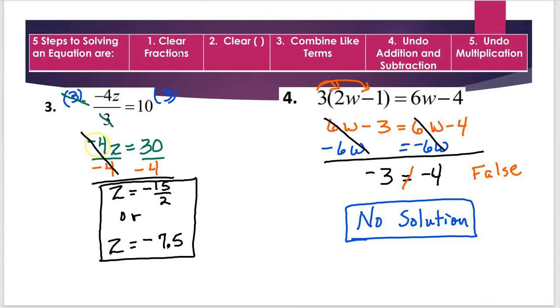Now, look at this right here. We don't have any fractions, but we do have to clear parentheses. So we're going to multiply all the way across using the distributive property of multiplication. 3 times 2w is 6w.